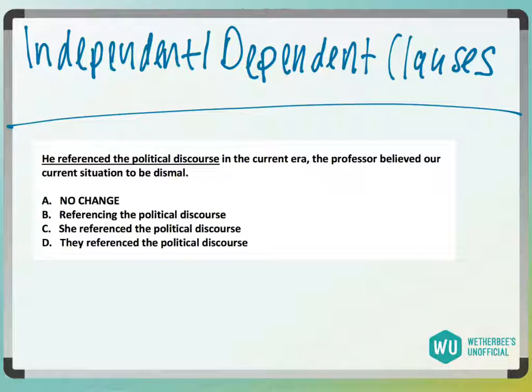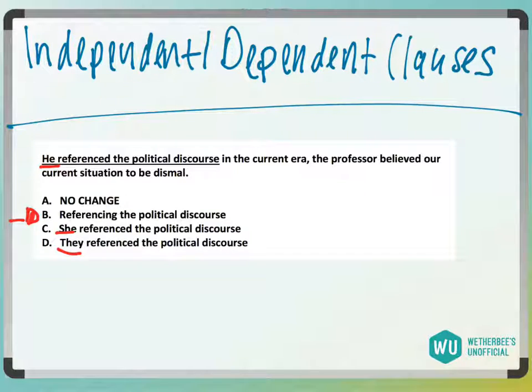Okay, so what we have here is, if we look at our answer choices, we have "he referenced," "she referenced," and "they referenced." So these are different pronouns, but then we also have B, which is kind of this outlier, which is referencing the political discourse. So I'd pay attention to this because this is kind of the odd one out.